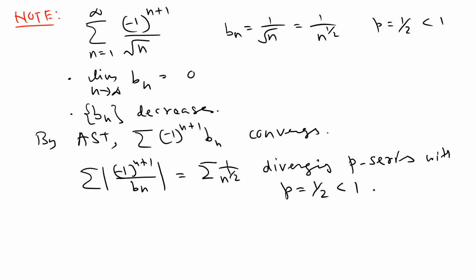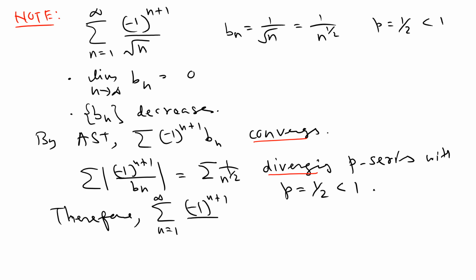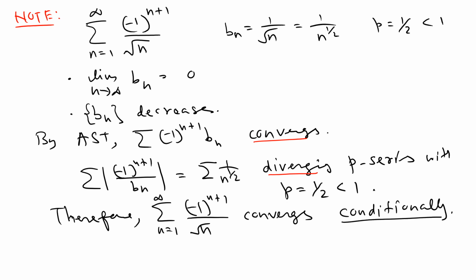So that means in this case the original series does not converge absolutely. Okay, because the absolute series does not converge, it diverges, while the original series converges. So you can see therefore the series n going from 1 to infinity of (-1)^(n+1) over square root n converges conditionally. Okay, so it's a conditional convergence situation, just for your information. Okay, so let's go to the next problem.